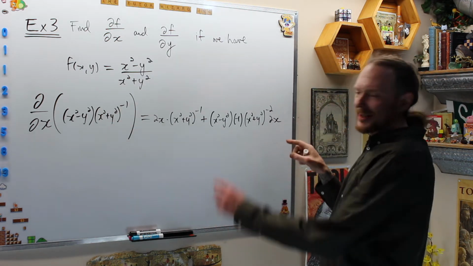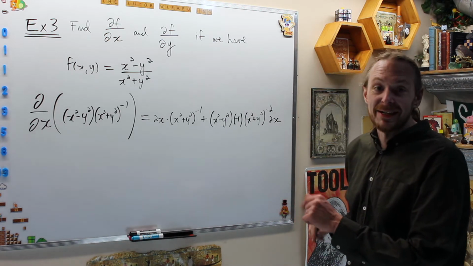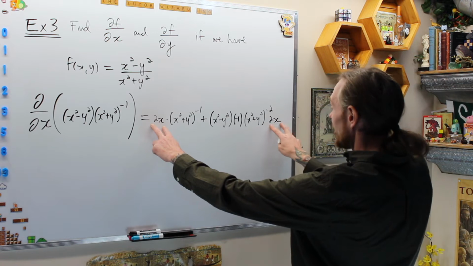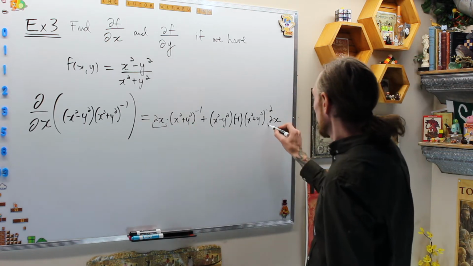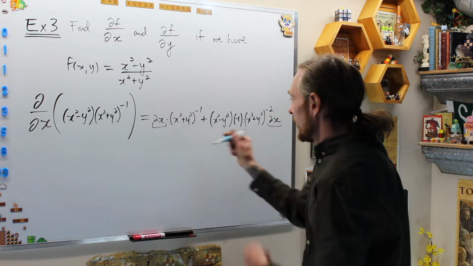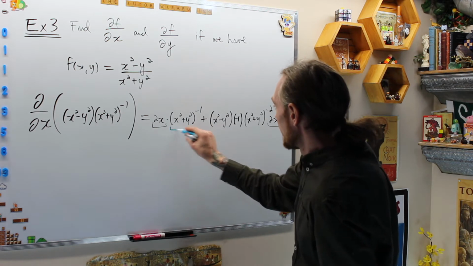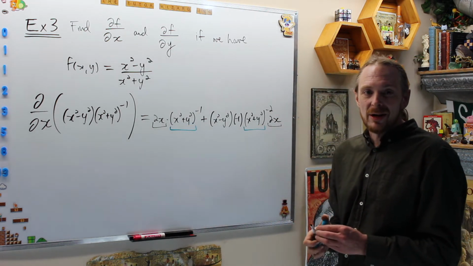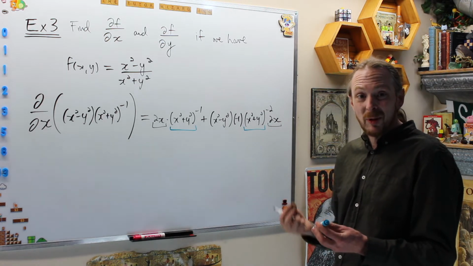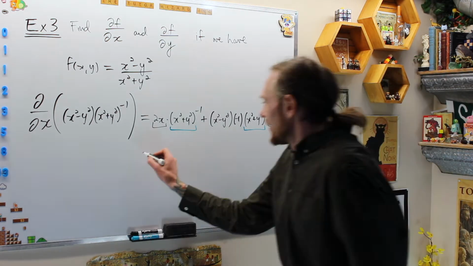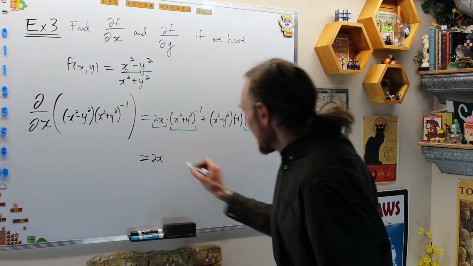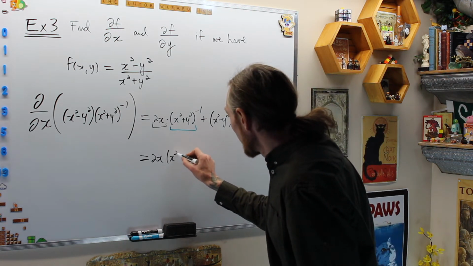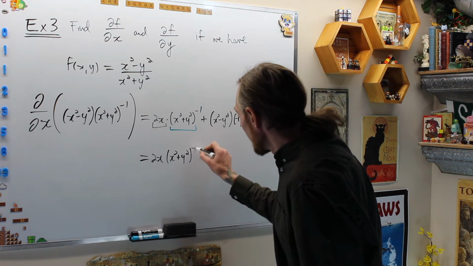I like this more, but no one else does because they don't like factoring. Now we have to pull out the lowest powers of everything appearing. I have 2x in both terms. Check, check. And we have x squared plus y squared to the power of something in both terms. So we pull out the lowest power in both cases. This is equal to, I can pull out 2x, and then I can also pull out x squared plus y squared to the negative 2.